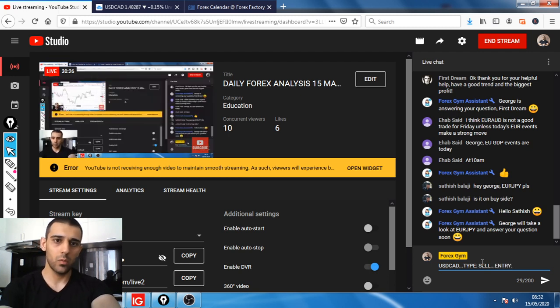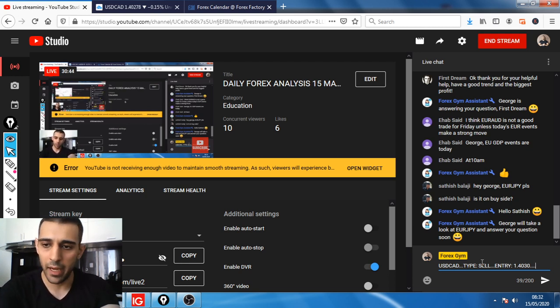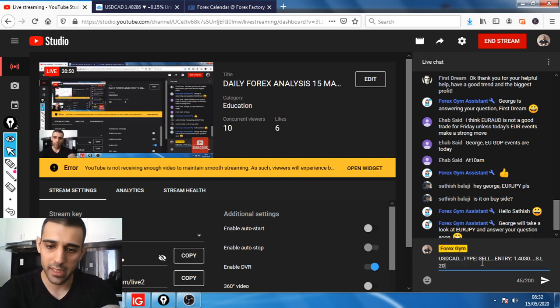Entry was 140.30. But keep in mind that the price has to come down first at about the 140.16 zone and a nice bearish close. Then we can wait for the retracement to the 140.30 zone. So entering here, stop loss is 20 pips.